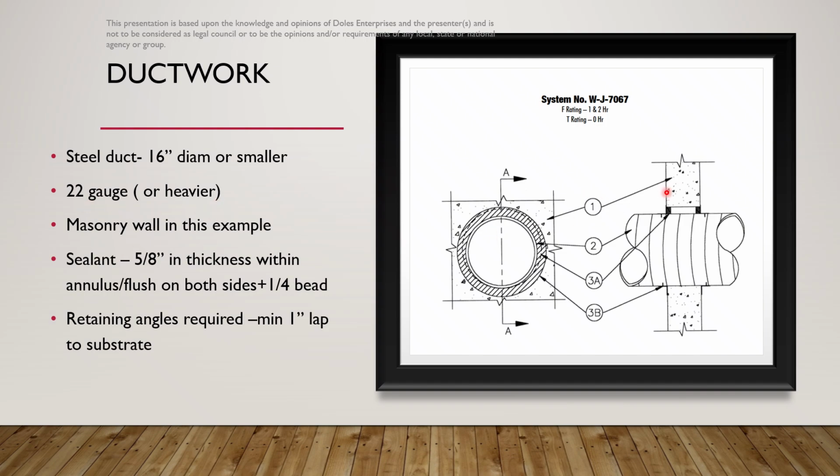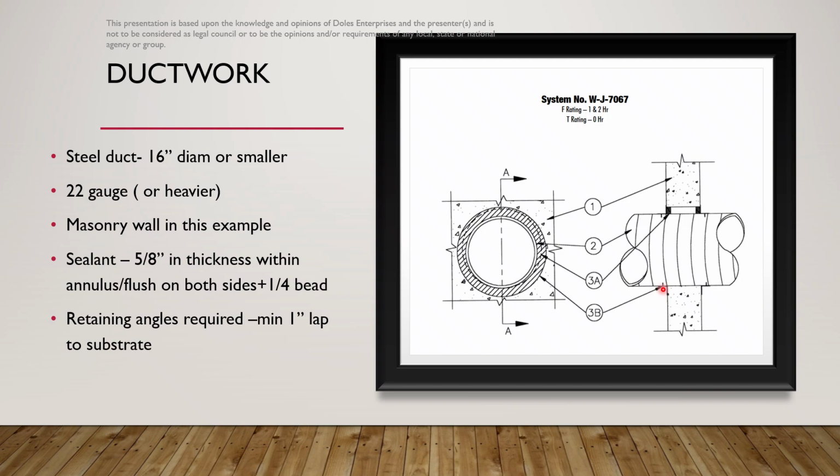In this example, we have a masonry wall. The sealant that is applied is required to be 5/8 inch in thickness within the annulus, that's this distance here, and then a 1/4 inch bead on each side. Also in our UL system design we have here retaining angles are required. One note is if you look in this ductwork we have point contact at the bottom. We have a bit of a space here. The 1 inch minimum lap to substrate requirement is seen in every UL system design.